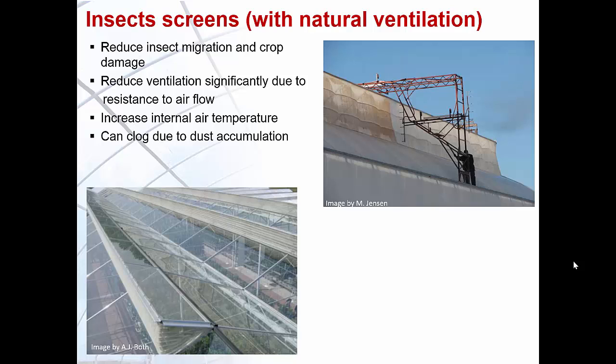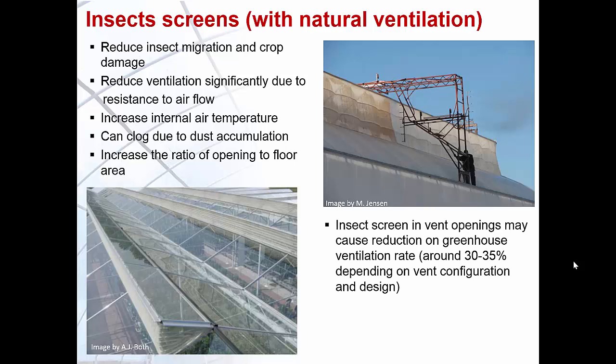The insect screens can clog due to dust accumulation, and because of this, increasing the ratio of opening to floor area is desirable. The research shows that insect screens in vent openings may cause a reduction in greenhouse ventilation rate of about 30 to 35%, depending on ventilation configuration and design. Combined use of roof and side vents is recommended with the use of insect screens with naturally ventilated greenhouses.